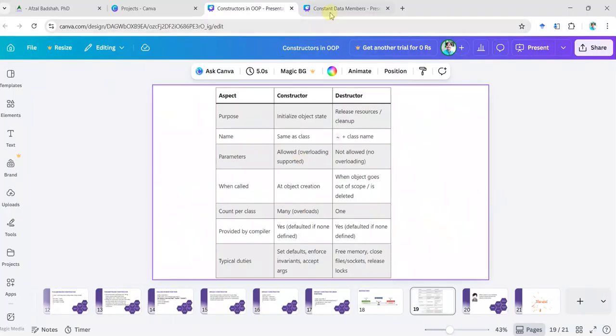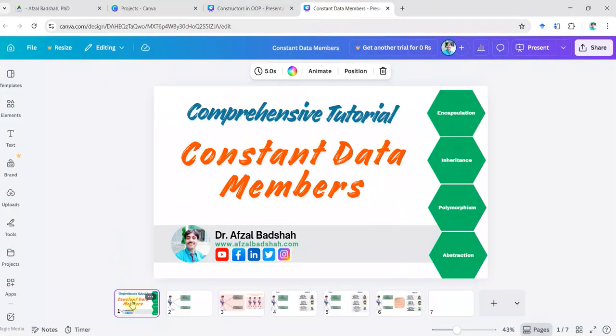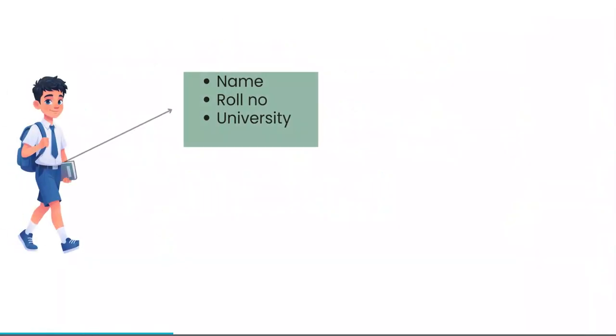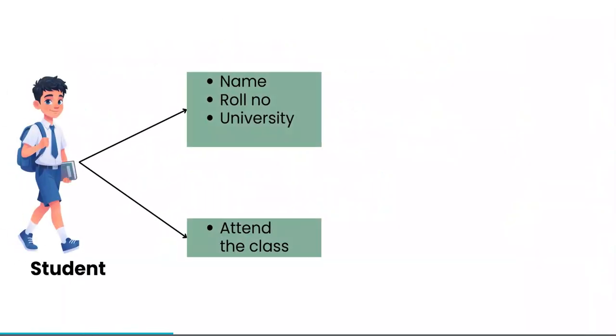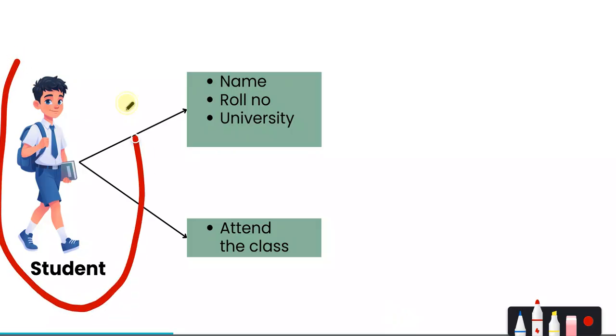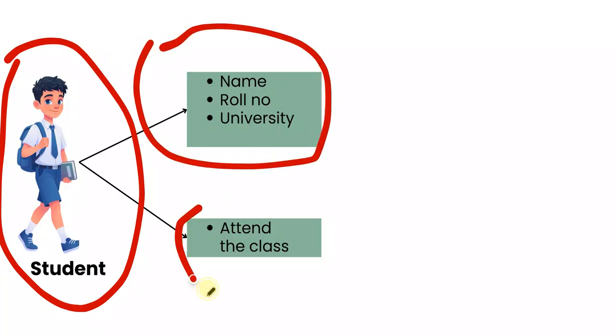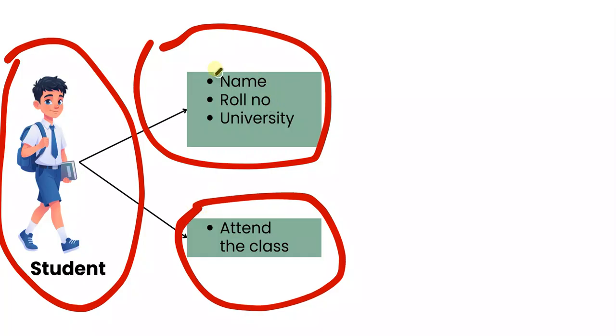So hopefully all that would be clear to you, and now we should go towards the constant, what is constant and how constant actually works. So look at the same example as last time. We created a student class, and for that student class we included some data members and also some functions.